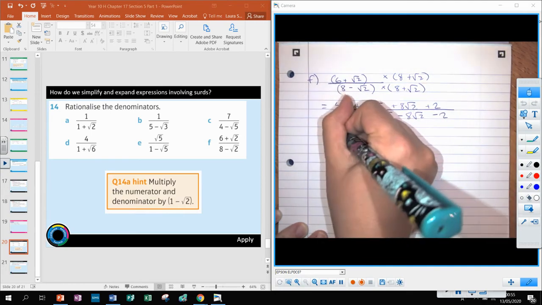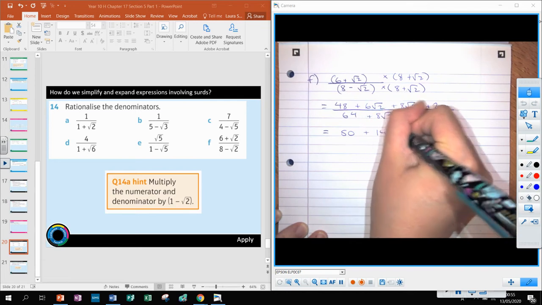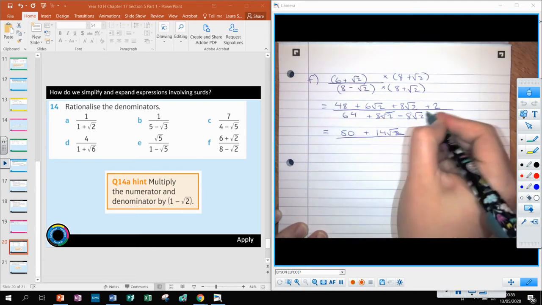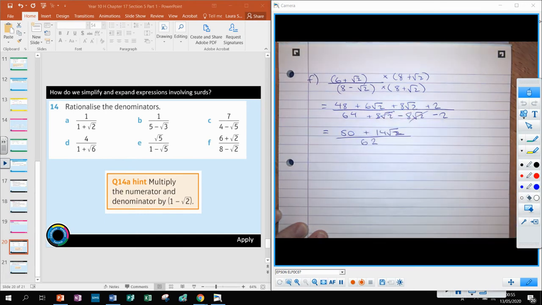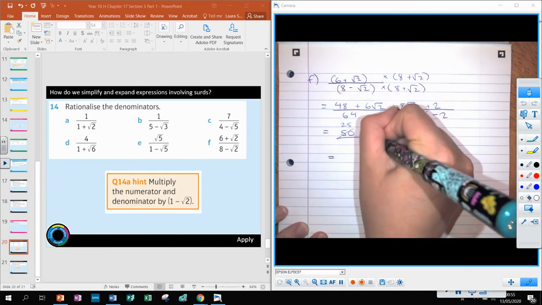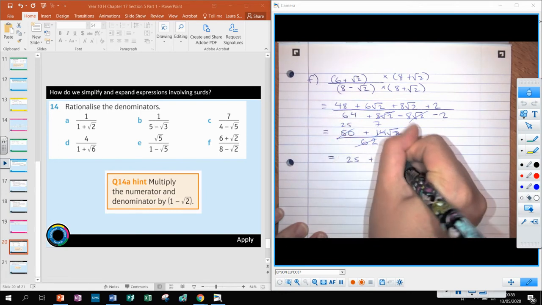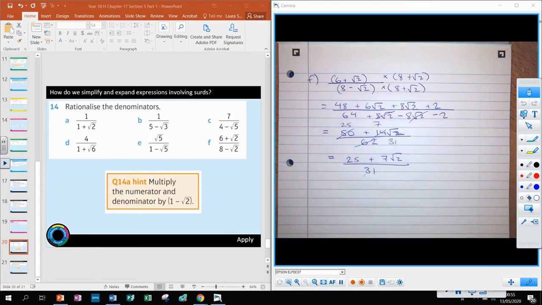48 plus 2 is 50. And 6 plus 8 gives me 14 root 2. And that is all over, those cancel out. So 64 minus 2 is 62. They do divide at least by 2, so let's have a go. That's going to become a 25, a 7, and a 31. So that's all we'll be able to do. 25 plus 7 root 2 over 31. And that's because 31 is prime. There's nothing I can divide out further. That is excellent. Well done.